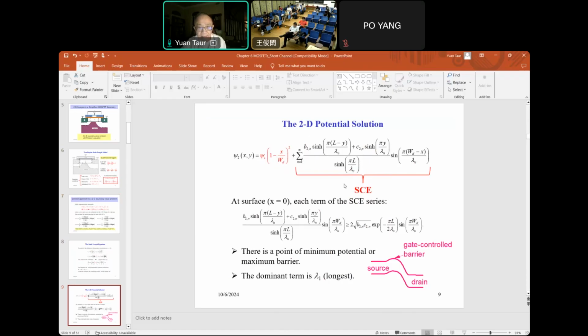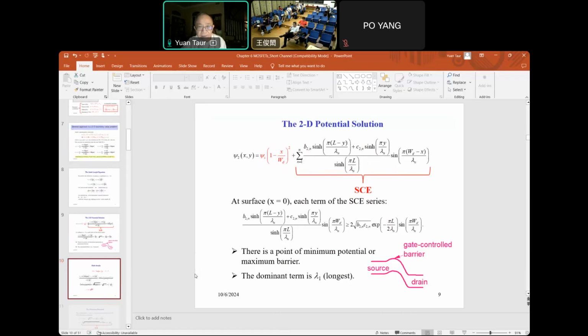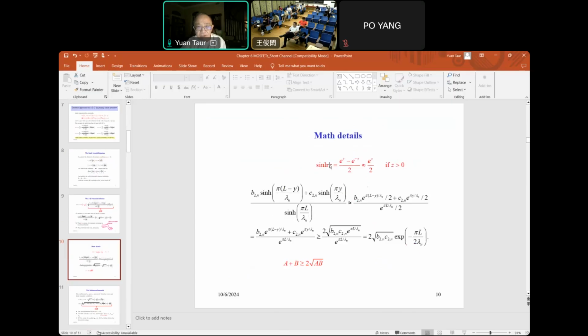And now there's a little bit more math down here. Now sinh, by definition, is that. If z is positive, you can approximate by only the first term, e to z over 2. Then the sinh divided by sinh can be approximated by the exponential. Yeah, so this is coming here.